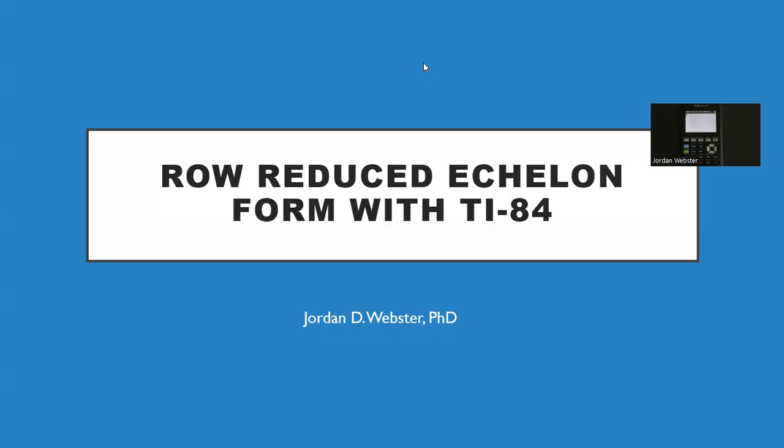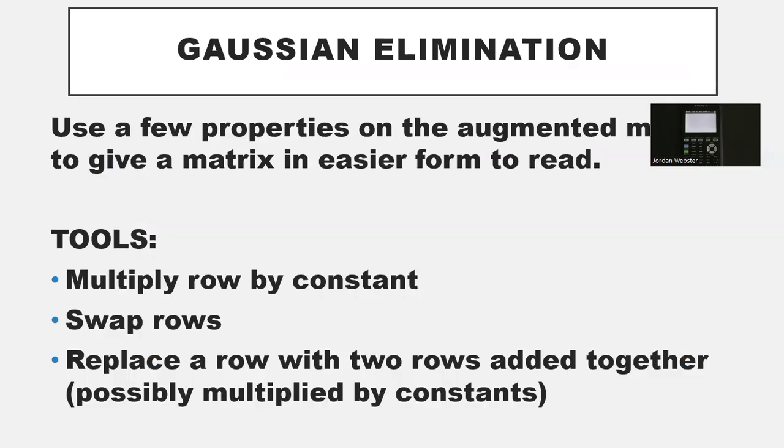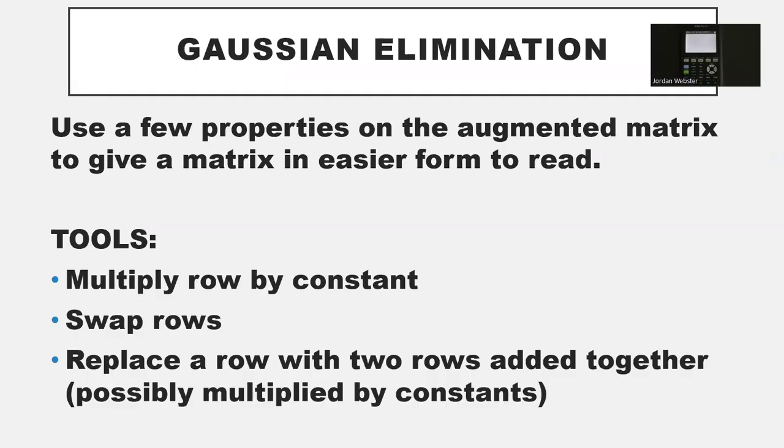In this video, we'll show how to calculate the row-reduced echelon form of any matrix with the TI-84 calculator. So the process that your calculator is going to use is the process of Gaussian elimination.